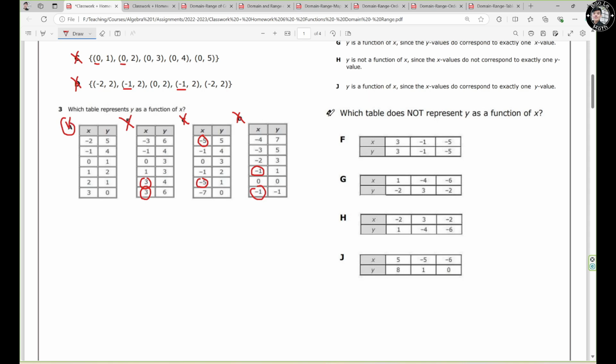Now we look at example 4 right here. Which table does not represent a function? You need to read the question carefully. X equals 3, -1, -5, so this is a function. X equals 1, -4, -6, this is a function. X equals -2 and -2 right here is repeating, so this is not a function. This is 5, -5, -6, so this is a function. So the answer must be H, because the question asks you to find the table that does not represent a function. Alright.